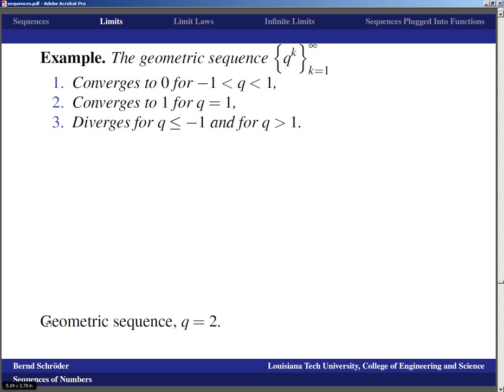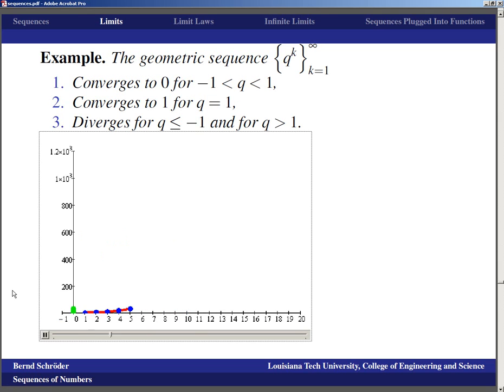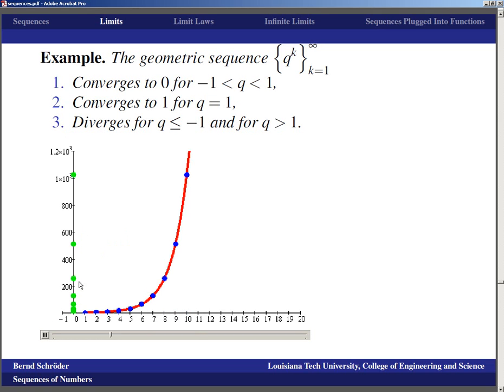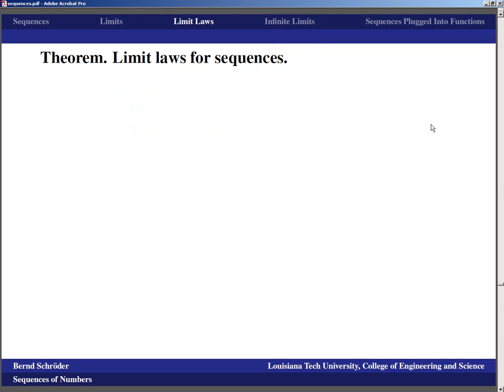And of course, when you have a base that is greater than 1, well, then your numbers get really, really large, really quick, and they continue growing at an increasing rate. So this is a sequence that diverges. Of course, you could say here, this looks like it goes to infinity, and that's what we'll talk about when we define infinite limits.